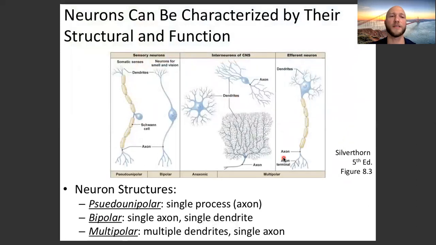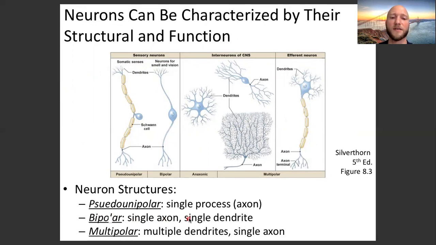Neurons can also be characterized by their structural name. So we've got pseudo-unipolar, bipolar, and multipolar. So let's start with multipolar, actually. Multipolar is the easiest. It has multiple dendrites. Look at this. Lots and lots of dendrites receiving input, one axon with an output. Multipolar are often central nervous system interneurons as well as efferent motor neurons.